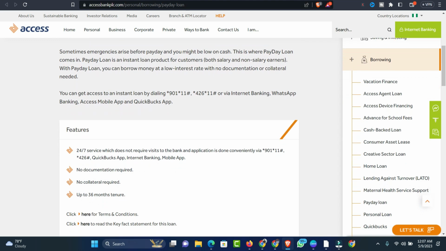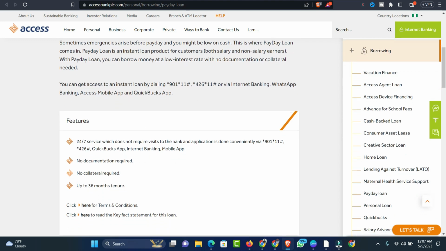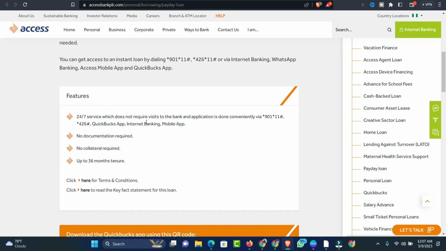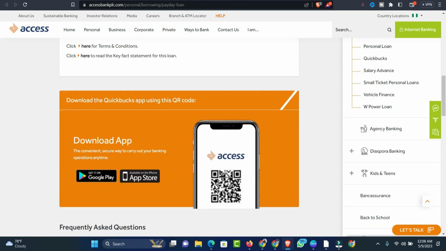So with all the listed channels, you will be able to request for a payday loan using Access Bank. And these are the features. You can see 24/7 service, which does not require visiting the bank to apply for a loan. No documentation required, no collateral required, and you can also get a loan of up to 36 months before you pay back.